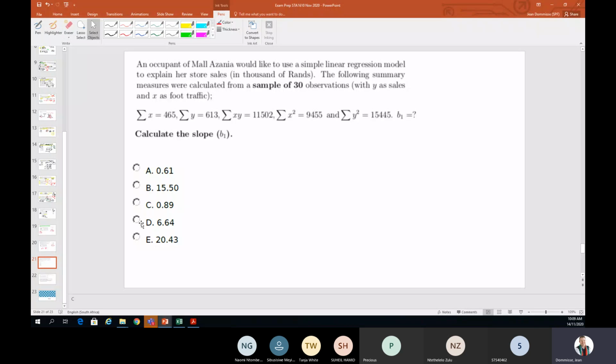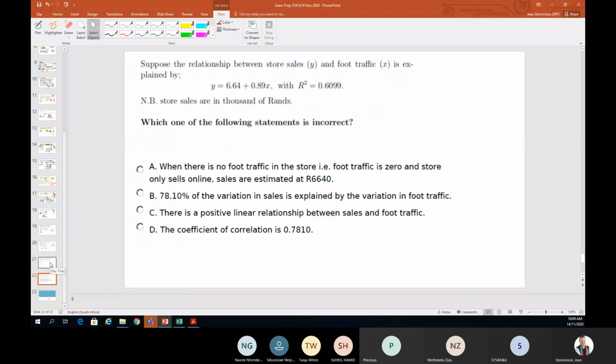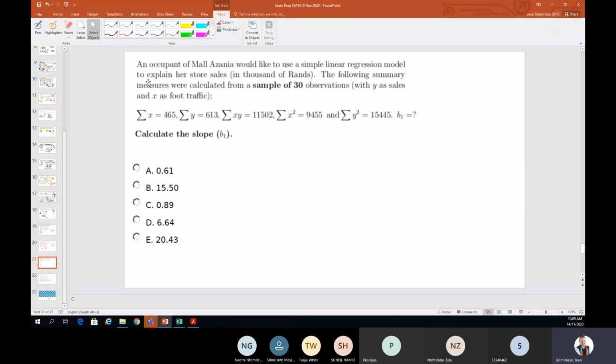Okay, so here an owner of a lasagna restaurant would like to use a simple linear regression model. The following summary measures were calculated from a sample of 30, where y is sales and x is foot traffic. Calculate the slope. Okay.